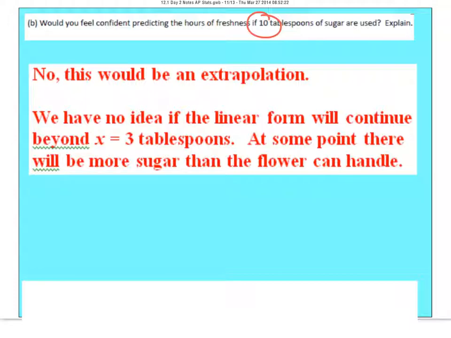So don't forget the word extrapolation. Remember, if you don't remember it was extrapolation, don't use it. You don't have to. You can just talk about this in the scenario in that it's beyond our x input values.